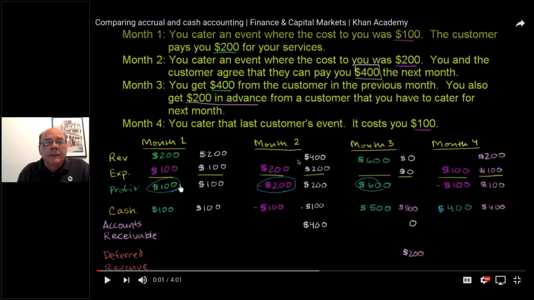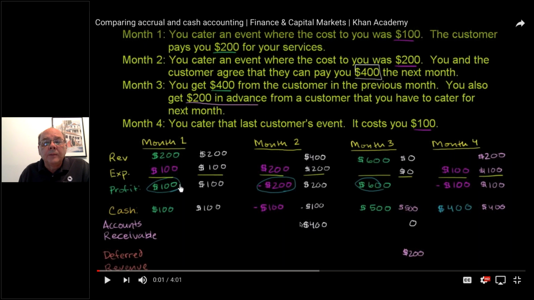Under accrual-based accounting, we record a sale for $400 even though we haven't received the cash yet. We did do the event, therefore we need to record the sale. You can see we have a cost of $200, so it looks like we made a profit of $200. My bank account is also overdrawn by $100, but if you look down below here, you can see I have $400 sitting in the account called accounts receivable. That's where I record transactions for people that owe me money.